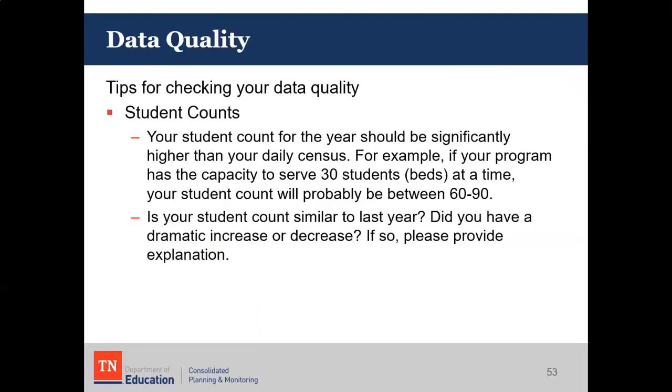So if we think about traditional neglected and delinquent facilities, you usually have a 90 to 120 day window for treatment. So if you have 30 beds and you have that kind of a timeline for your students to roll over, then you would look at between 60 and 90 different students during the year. So that's why it's significantly higher than your daily census. And is your student count similar to last year? Did you have a dramatic increase or decrease? And if so, please provide an explanation in the survey data.